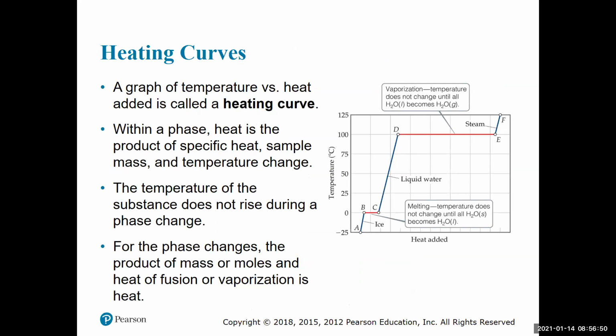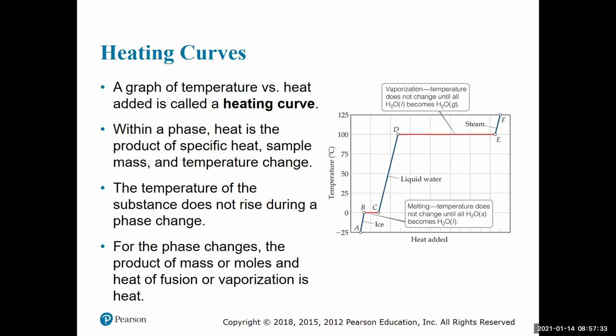So if we graph temperature versus heat added, on the x-axis we're adding more and more heat to whatever the molecule is. And then the y-axis is telling us what the resultant temperature is from that addition of the heat. And so within each phase, heat is the product of the specific heat, the sample mass, and the temperature change. Then the temperature of the substance does not rise during a phase change.